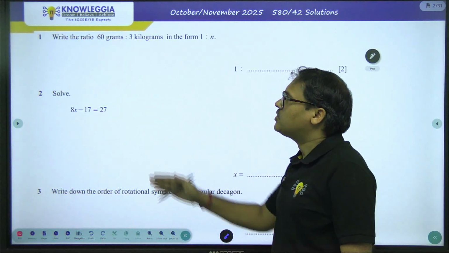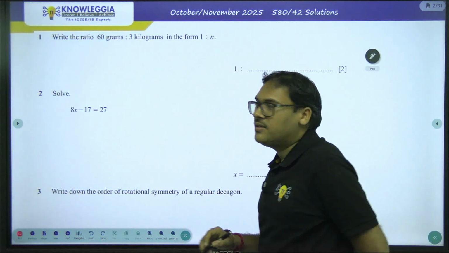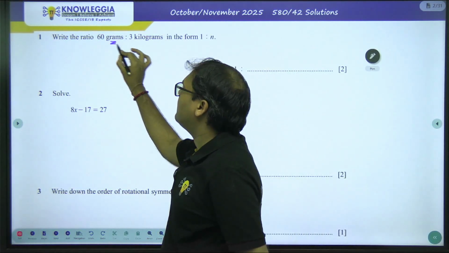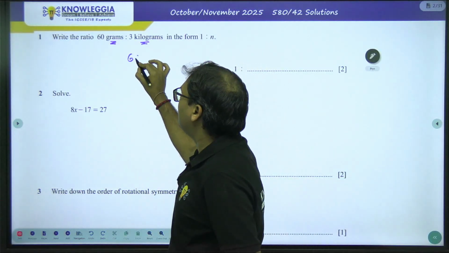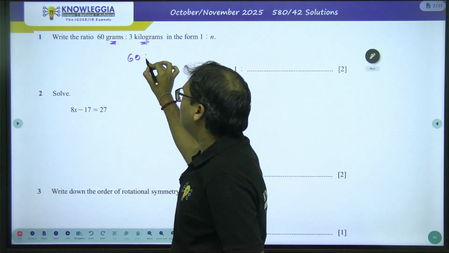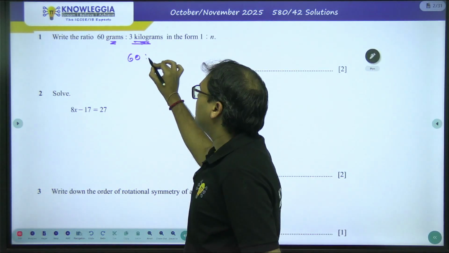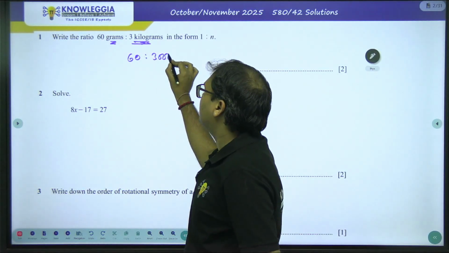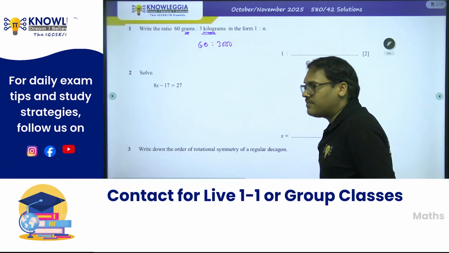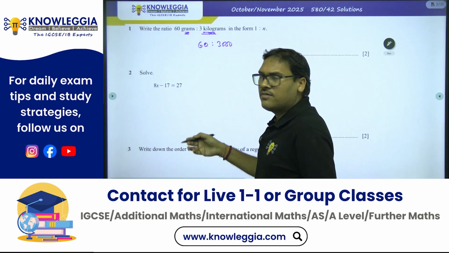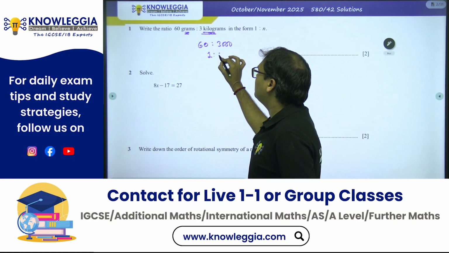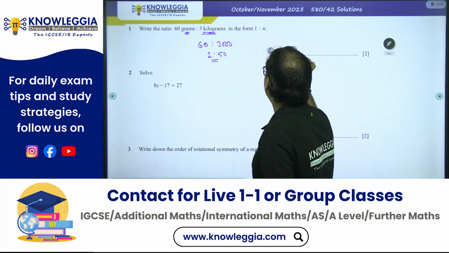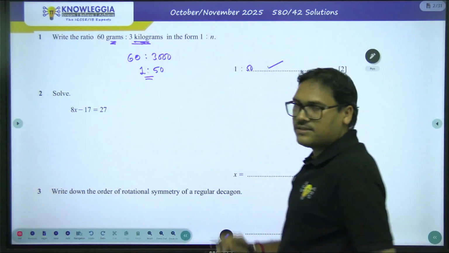Write down the ratio of this in the form of 1:n. Now the important thing is the first is in grams, the other is in kilograms, so you have to make the same units. So this is 60 grams, and I can convert this into grams: this is 3000, because 1 kilogram is equal to 1000 grams. Now just make this 1:n. Divide by 60, and this will be 50. That is the answer for this question.